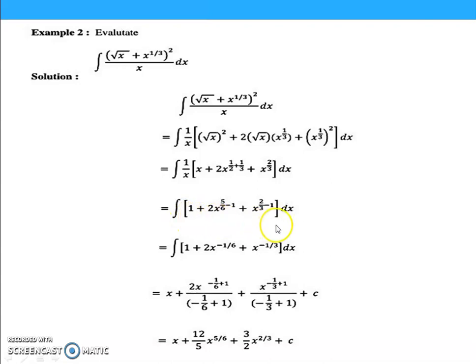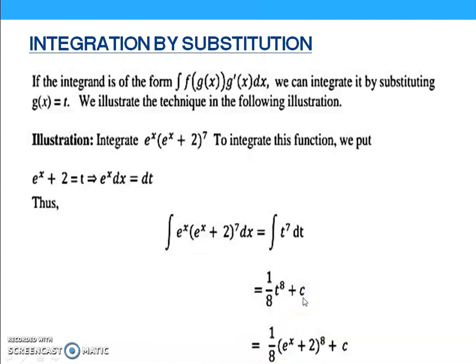So on simplification, now we are going to integrate it. Integral of 1 is x. Integral of 2 times x raised to power minus 1 by 6, I have written as 2 is as it is, and using again the result, integral of x raised to power n is x raised to power n plus 1 upon n plus 1. Same result we have applied here, simplified and added the constant of integration.